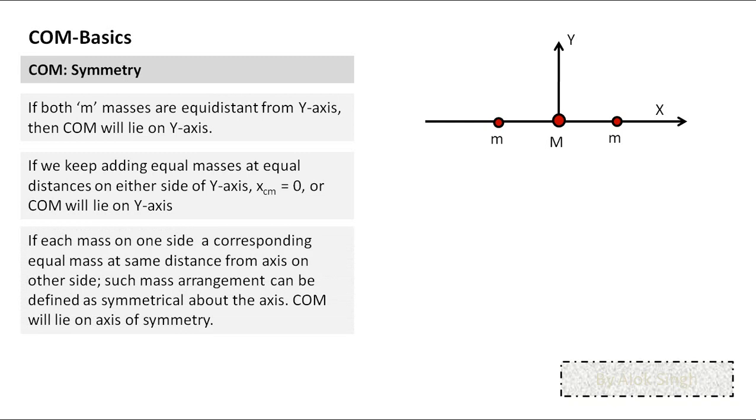So each mass on one side of the axis has an equal mass on the other side of the axis at equal distance. Such a mass arrangement can be called symmetrical about the axis, and the center of mass will lie on the axis of symmetry.